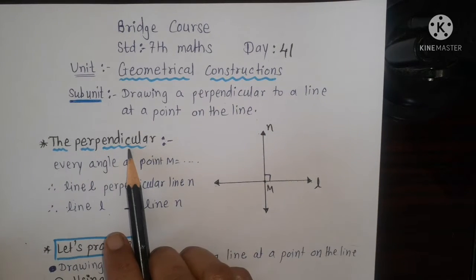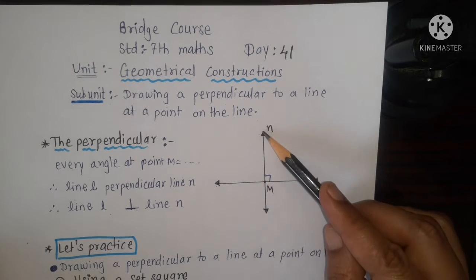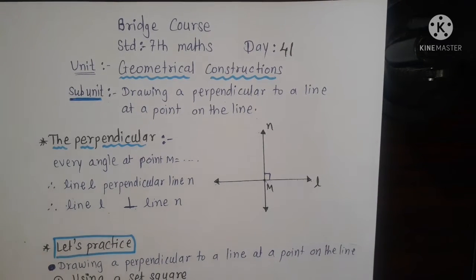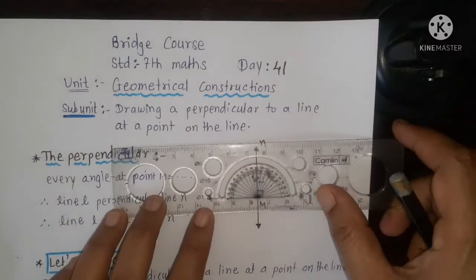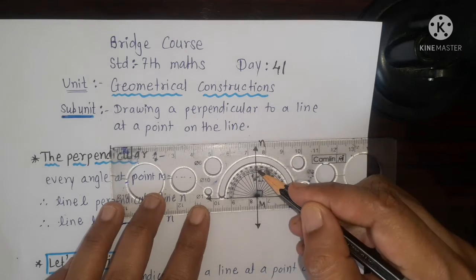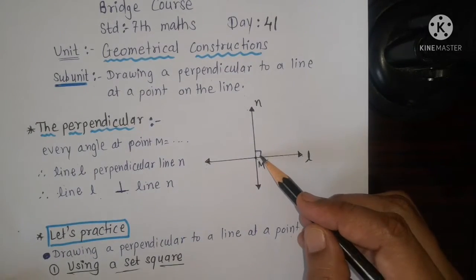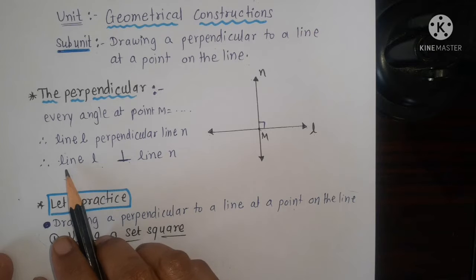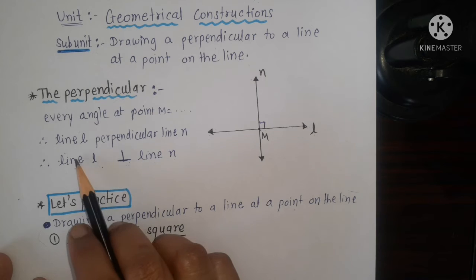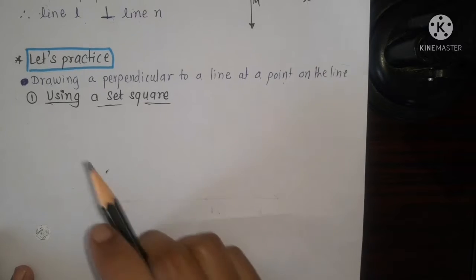First, let us see the meaning of perpendicular. You can see this figure. There are two lines, line L and line N, and they meet at a point M. When we measure the angle at point M, every angle becomes 90 degrees. That means line L and line N are perpendicular to each other. We can write this as line L perpendicular to line N, using the perpendicular sign, and read it as line L perpendicular to line N. Let's practice.